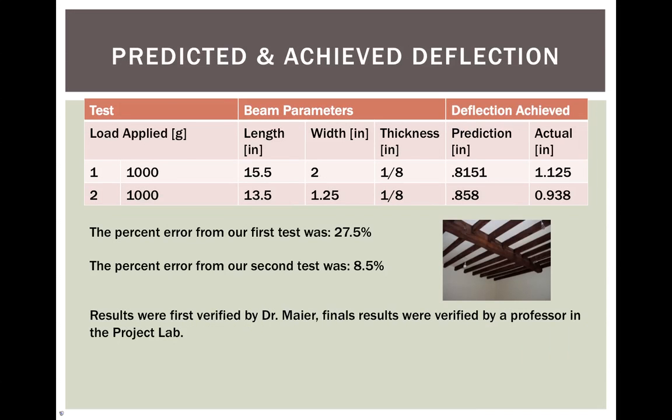This slide shows when we were given a certain load to apply to certain beams, the deflection that was predicted by our program. For the first load and the first beam, the prediction was 0.8151 inches, and when we actually tested it, it was 1.125, and our percent error is 27.5. On the second beam, we predicted 0.858, and the actual was 0.938 inches, and the percent error for that one was 8.5.